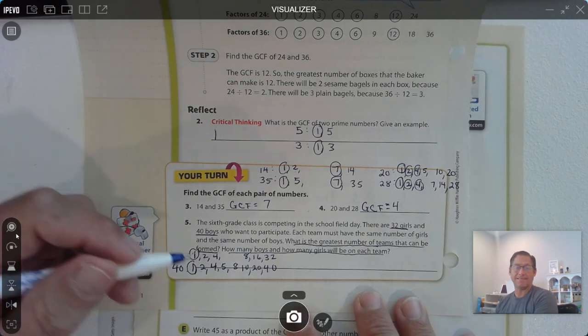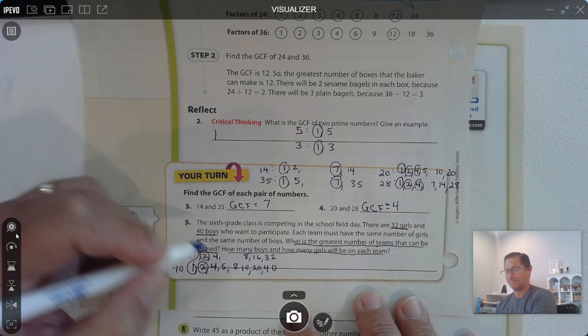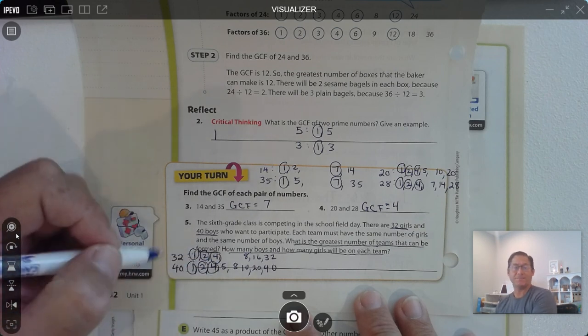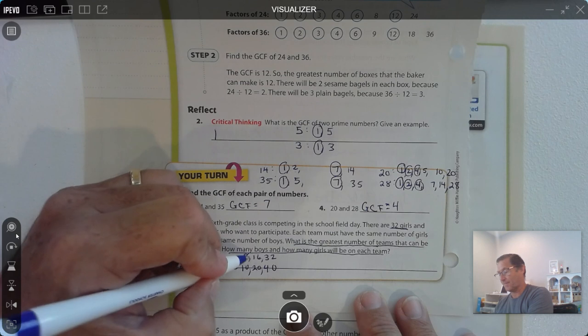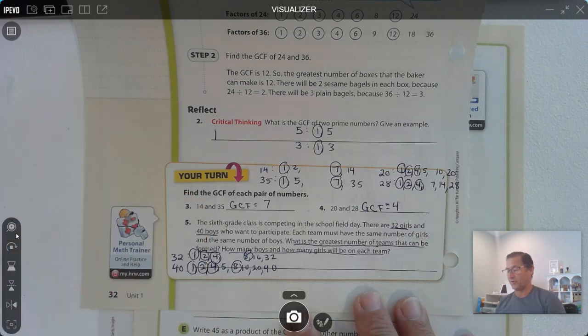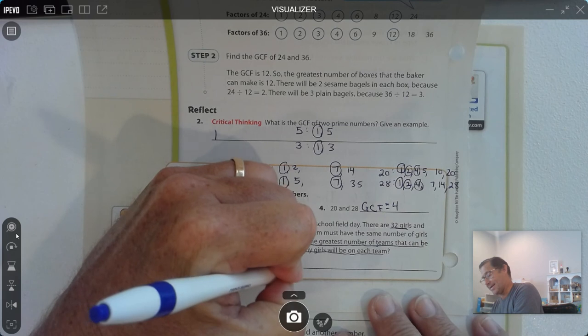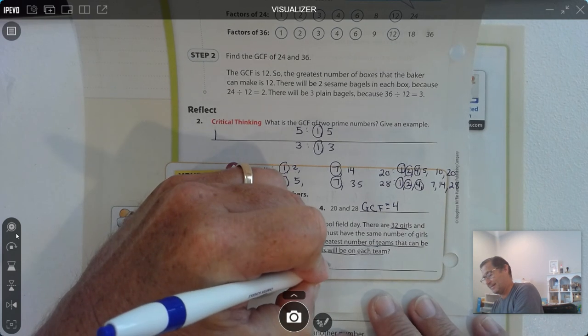So we could have one team. We could have 2 teams, 4 teams. We could have 8 teams. So those are the common factors. So the greatest common factor, or greatest number of teams formed, can be 8 teams.